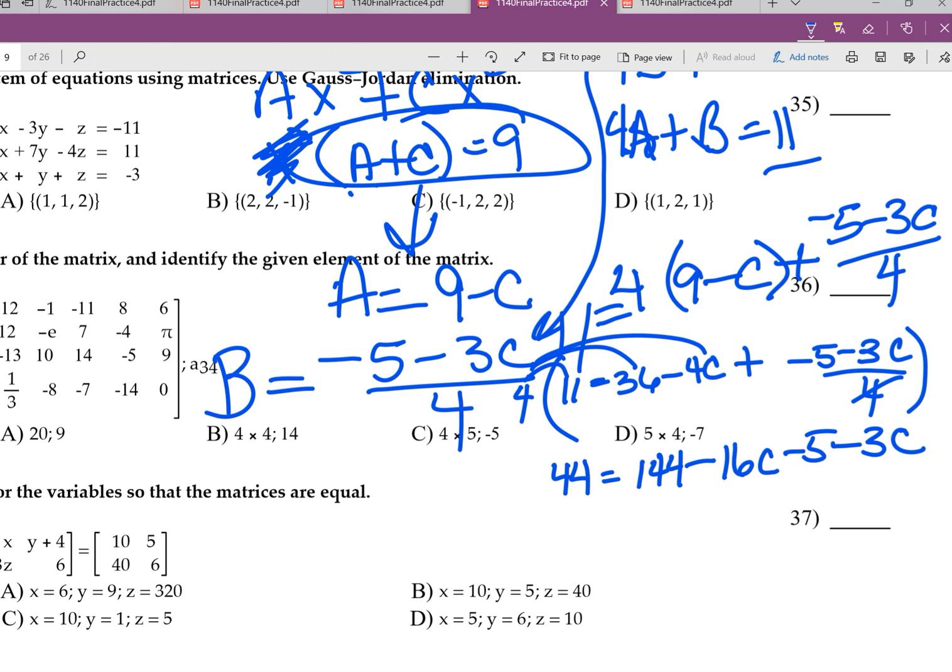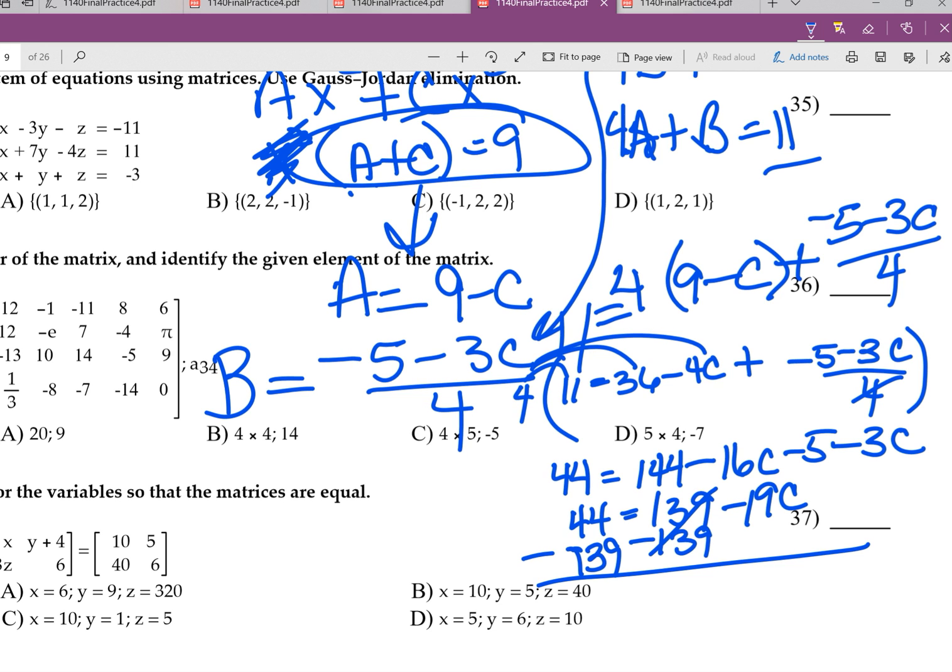So 144 minus 5, so I have 44 equals 139 minus 19c, basically. And so yes, I'm going to subtract 139 on both sides. Yes, it's hideous, I know. 44 minus 139 is negative 95. And that's equal to negative 19c. So if you notice, the negatives will cancel. And I'm going to divide by 19. And I get c is equal to negative 5.